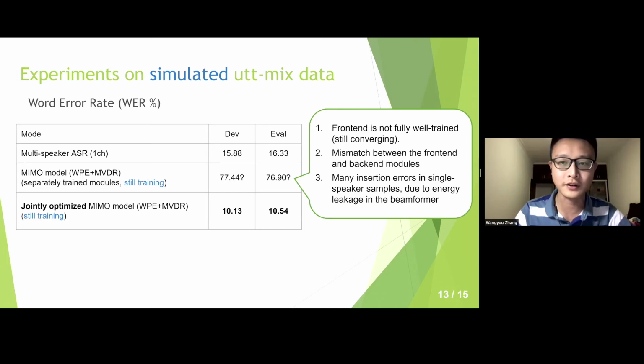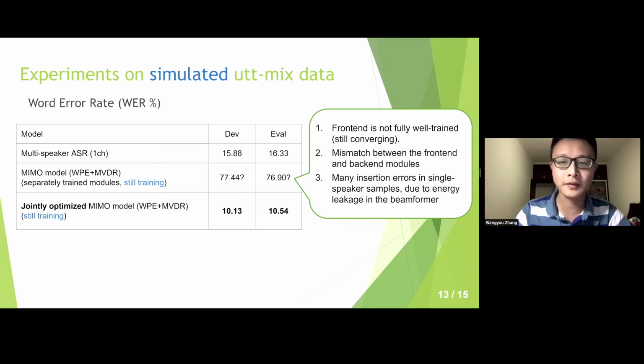It is still converging. And the second, there is naturally a mismatch between the front-end and back-end modules because they are separately trained and simply concatenated together for evaluation. And third, a simple combination of the separately trained modules cannot handle the single speaker samples correctly because there is energy leakage in the beamformer, and it cannot output a fully silent stream. So it will generate many insertion errors in the single speaker samples.